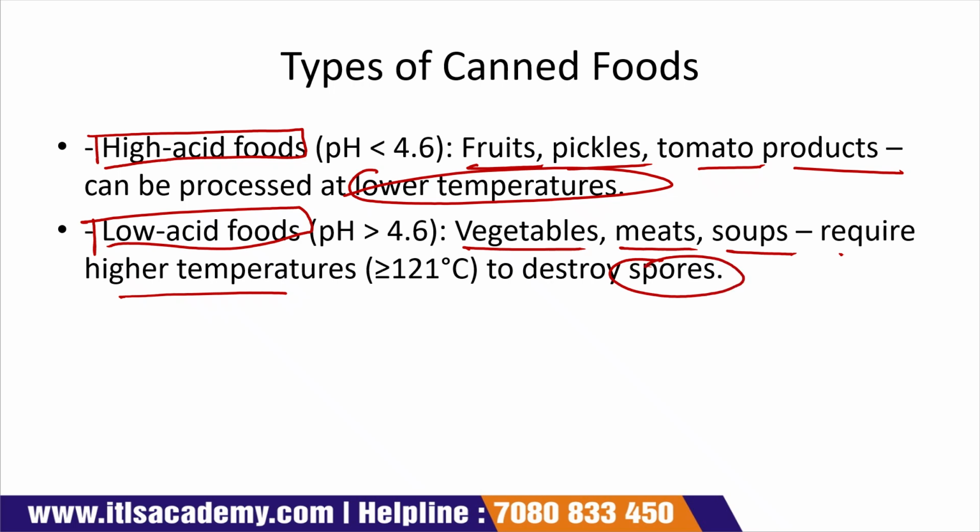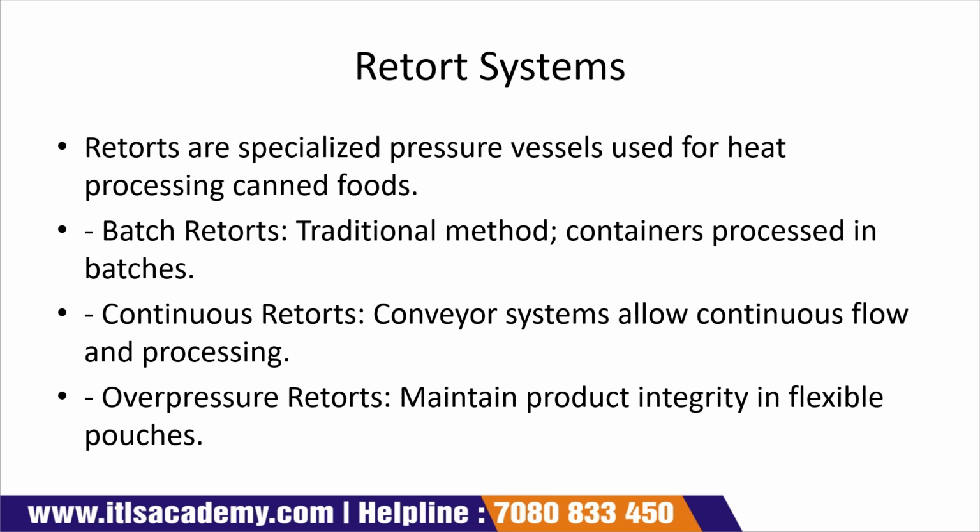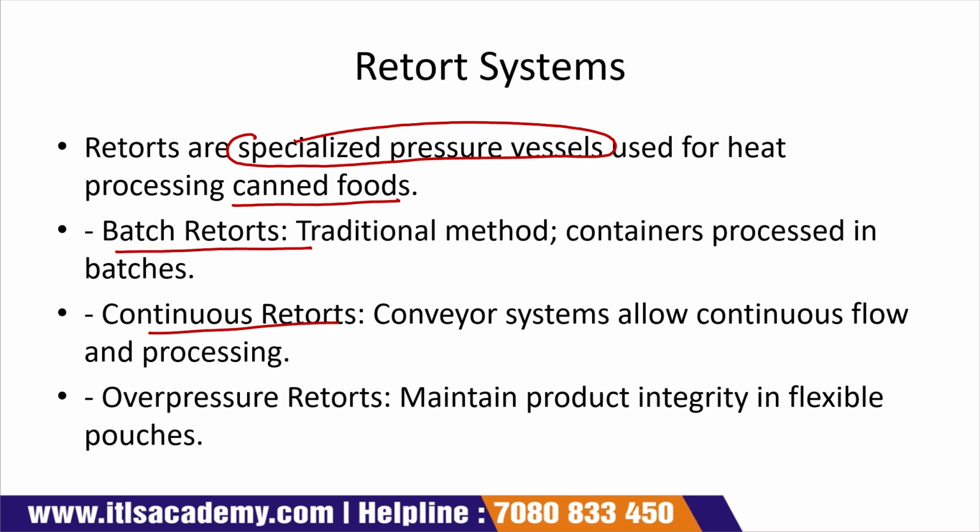Now the next is your retort system. Retort system is what? It is a specialized pressure vessel which is used for the processing of canned food. Okay, so it can be done in three ways. The first one is batch retort, then continuous retort, and overpressure retort. The batch retort is considered a traditional method, and in this method we process the containers in a batch.